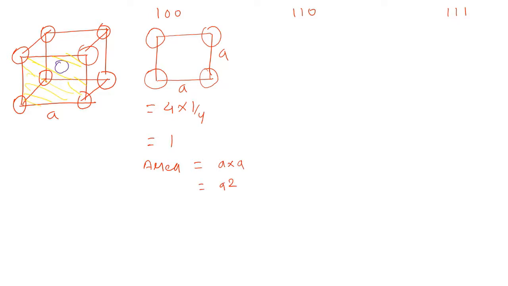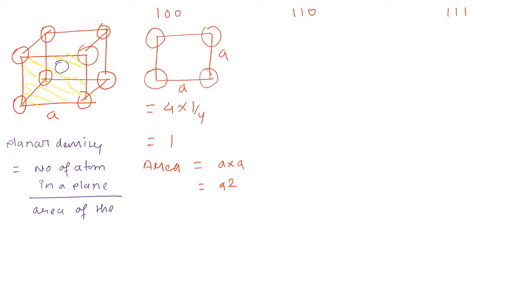Our formula to calculate the planar density is the number of atoms in a plane divided by the area of the plane. This is the common formula for all planes. With this formula we will calculate the planar density. Now we have the number of atoms, so we just put it into the formula. We have one atom in the 100 plane and the area is a square.